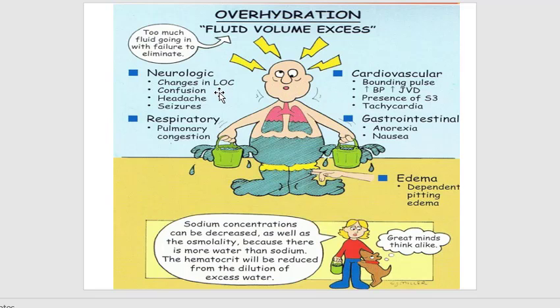You're going to get changes in level of consciousness, so they could become confused and have headaches. Then you're going to get pulmonary congestion because there's too much fluid and it's going to leak out through the capillaries into the lungs. And then you're also going to have problems with hemodilution.